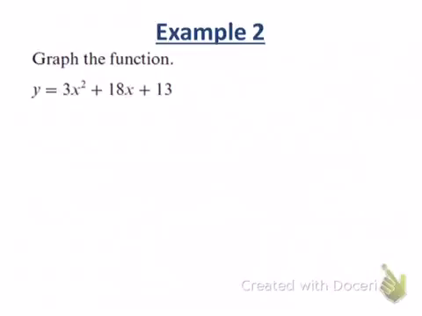The axis of symmetry is going to be negative b over 2a. Always write the formula. The best way to memorize the formula is to write it every time you use it. The value of b in this problem is 18.